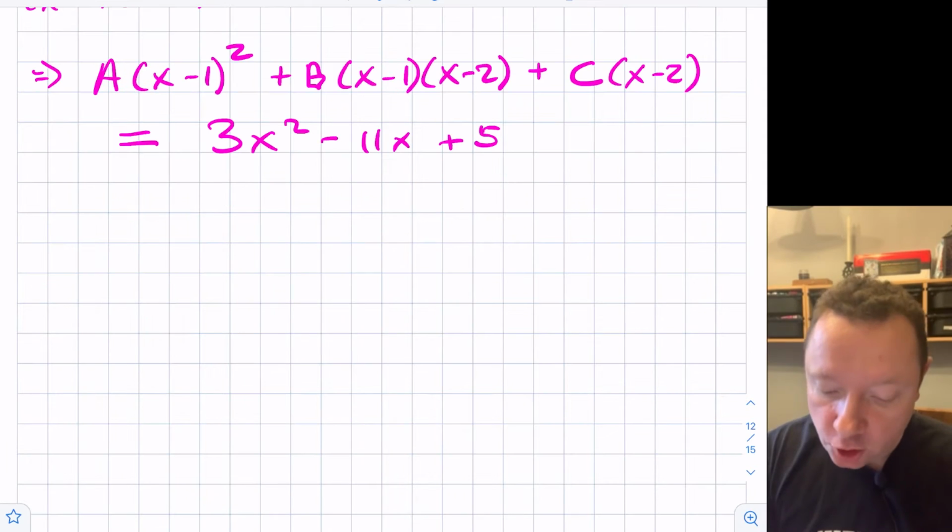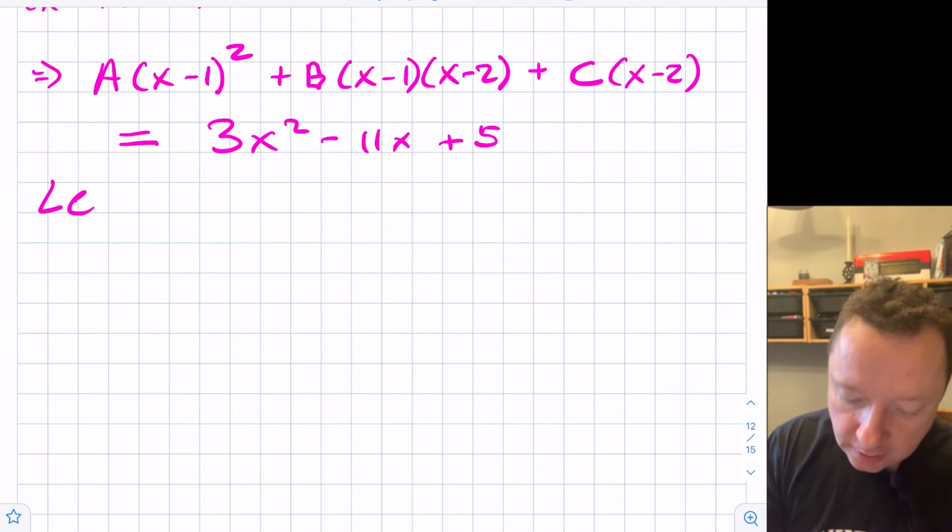So if we choose values for x, we can eliminate a and b straight away. If we choose 1, then that bracket is 0, and that bracket is 0. So let's just write that down. Let x equal 1.